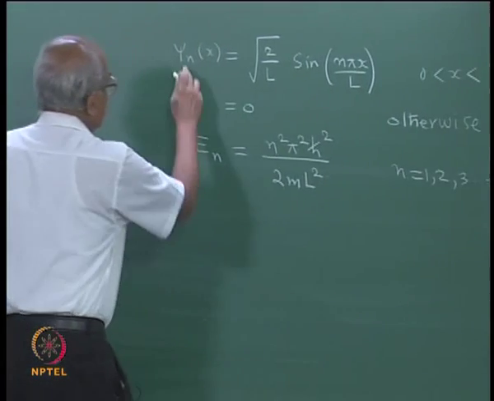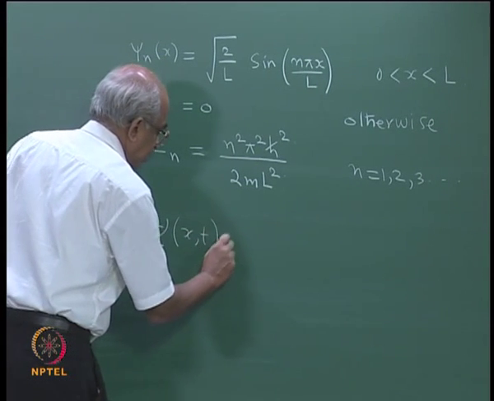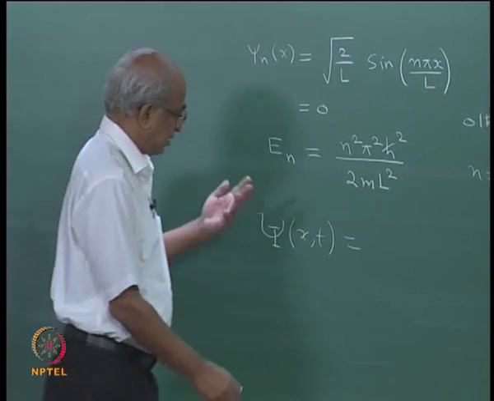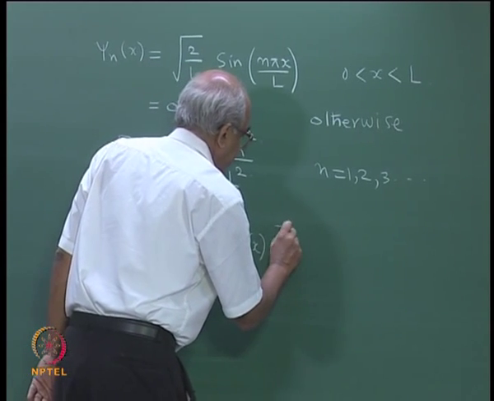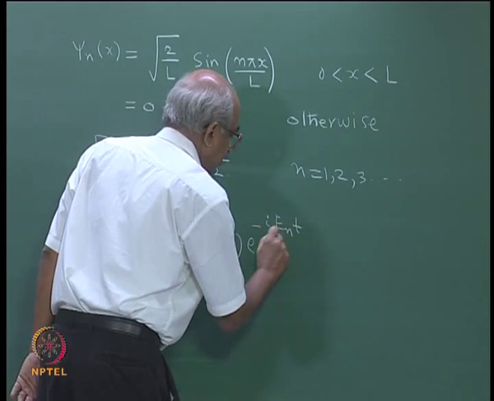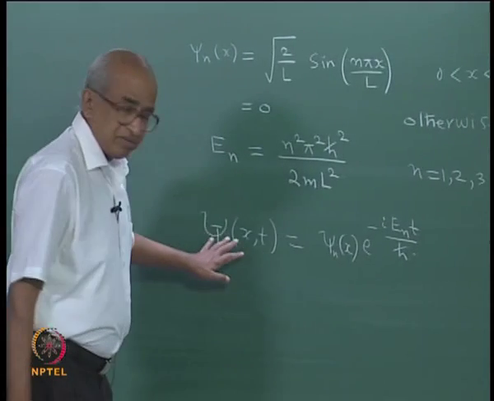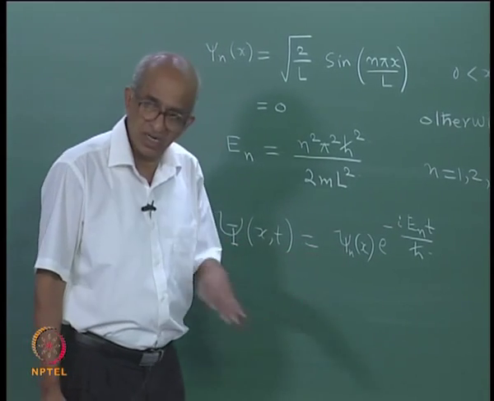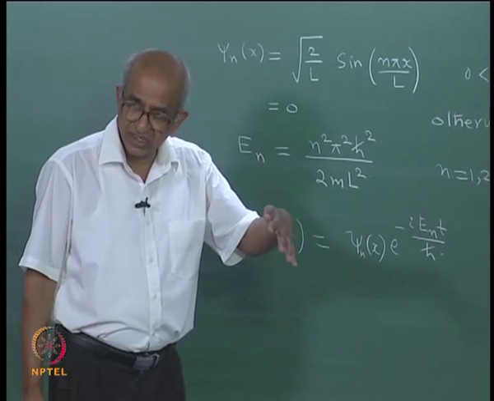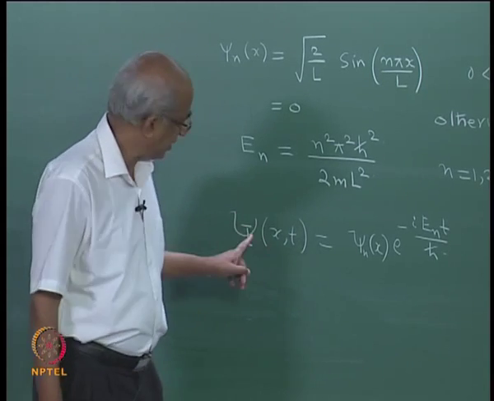And further, this function will give me a total wave function. When I say total wave function, it is a function of x as well as t, which as we have seen would be given by psi n of x into e to the power of minus i E n t by h cross. That is what it is. So, this is the time dependent wave function for the stationary state, and it is given by such an expression. Each value of n will give me a different possible stationary state characterized by a different function capital psi.